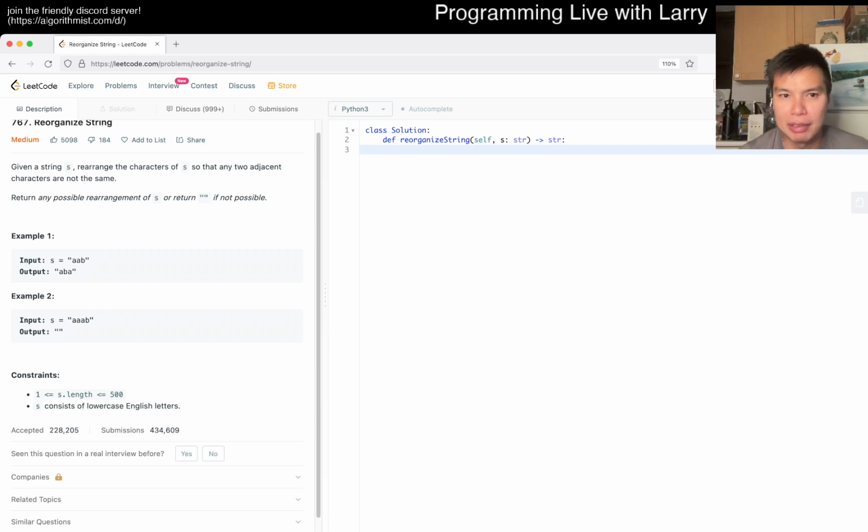Okay, let's think about this. First of all, n is 500, so even if you do something lazy, 500 squared should be okay. I think the thing that I'm going to do is use a heap, just for fun. But the way that I would do it is just greedy, and I'm trying to think about what's the best way to do this greedy.